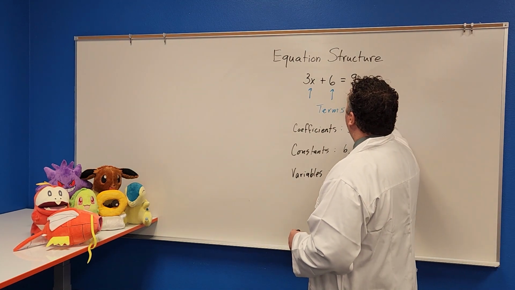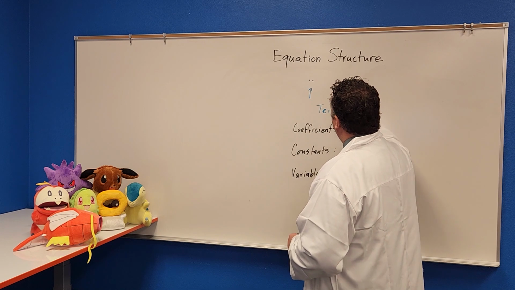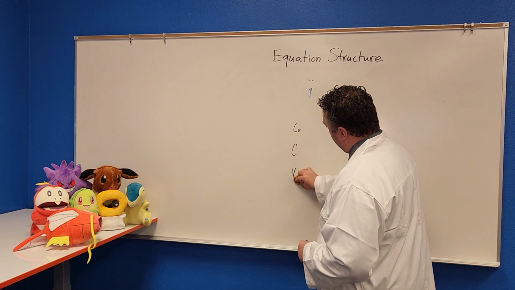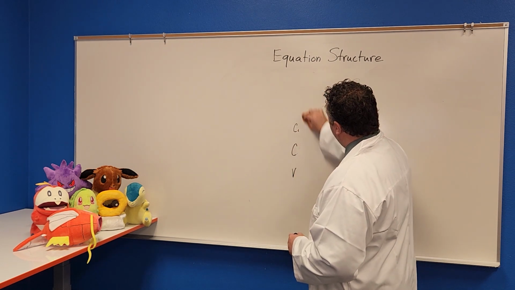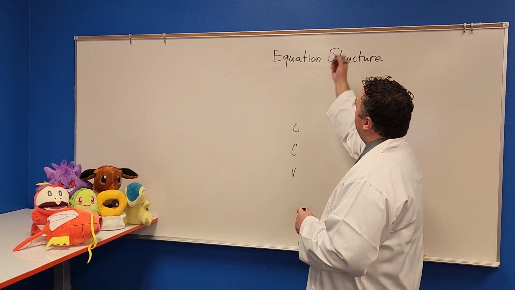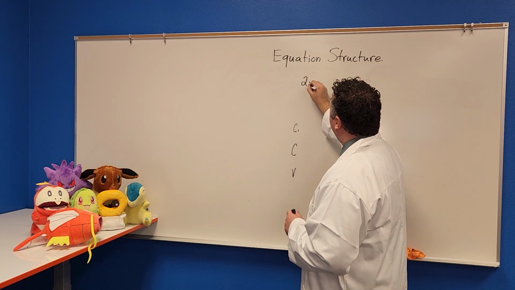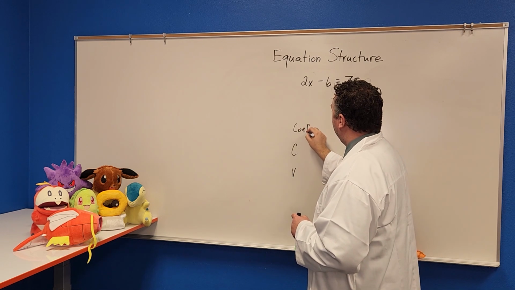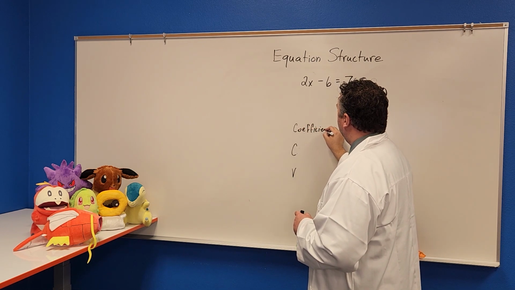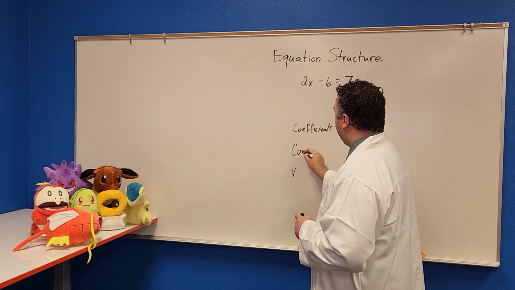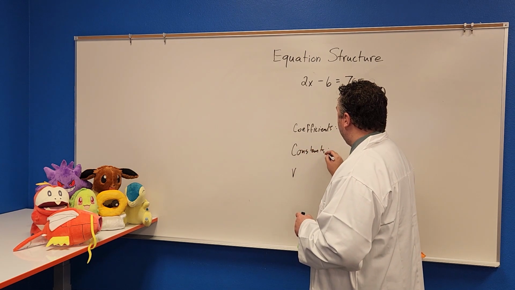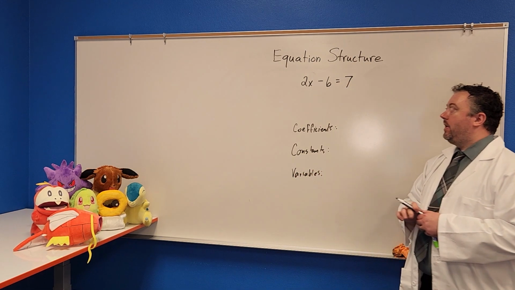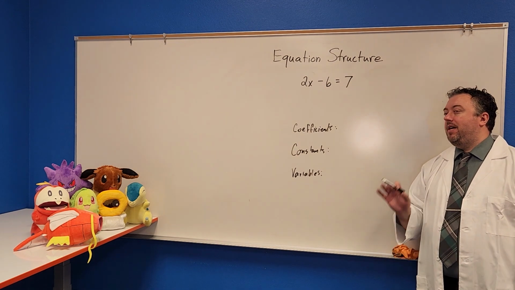So now, let's look at a couple other examples. Okay, 2x minus 6 equals 7.